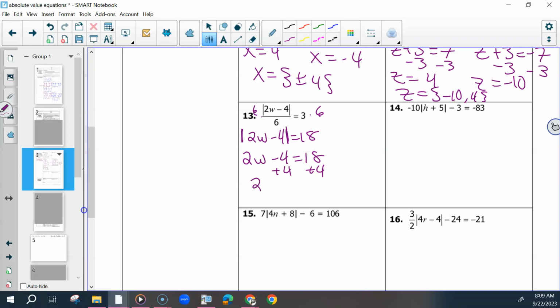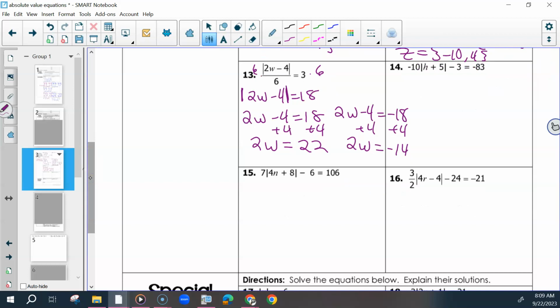So we'll keep doing this, but we're missing something. The other one. Make sure you have that other one, or you're missing half the work, half the answer. Last step. Divide everything by 2. W equals 11 and W equals negative 7.